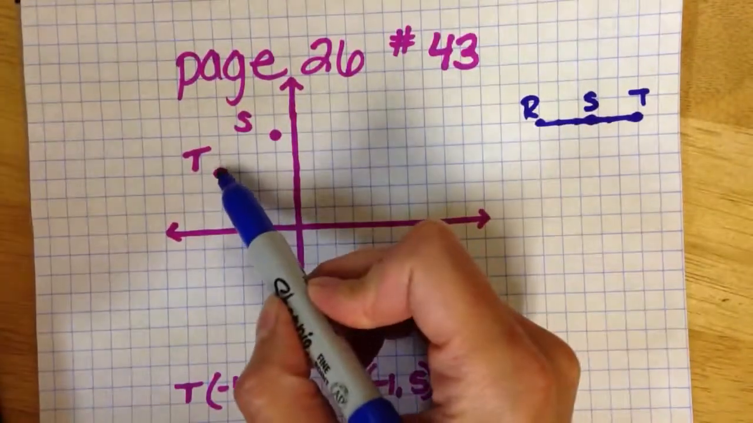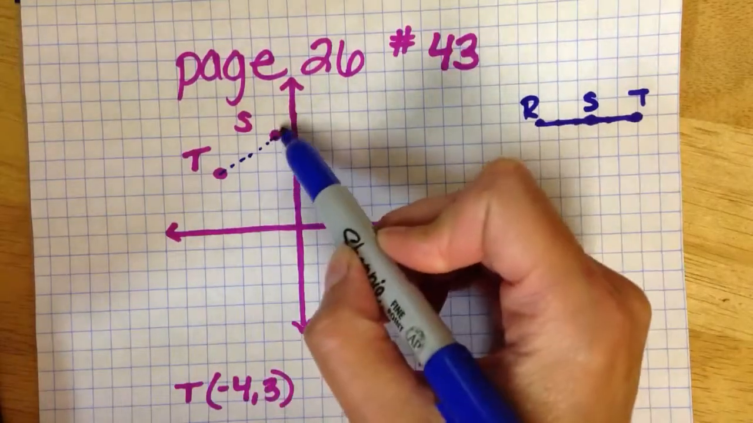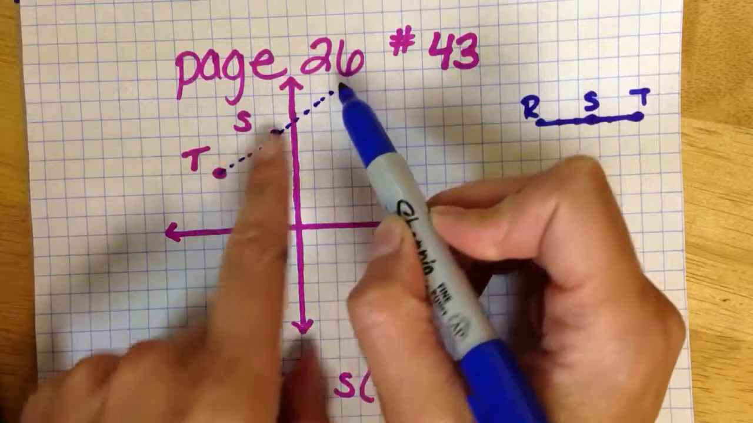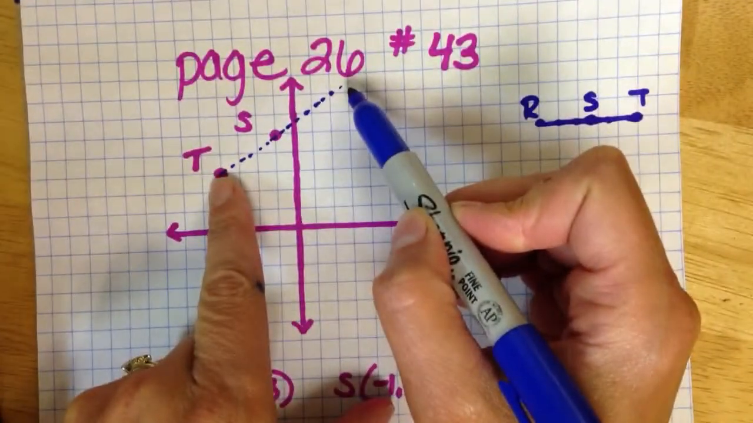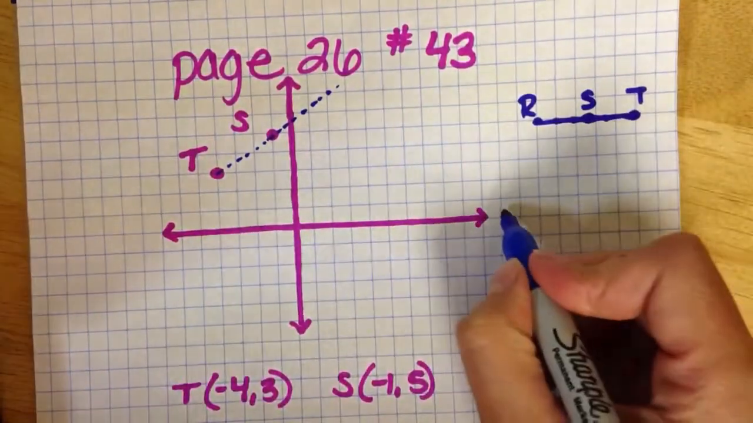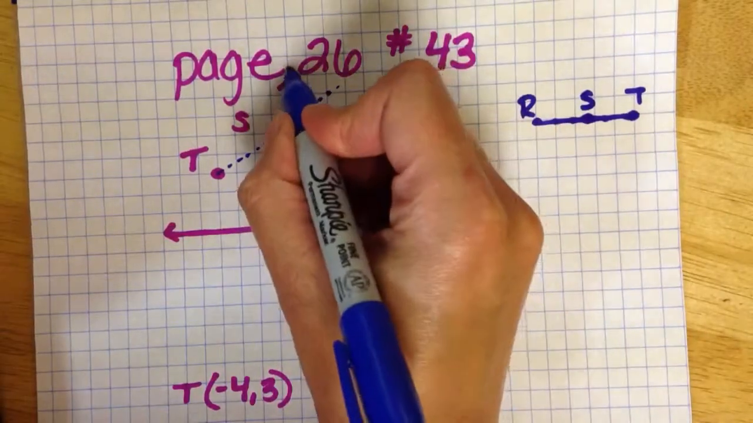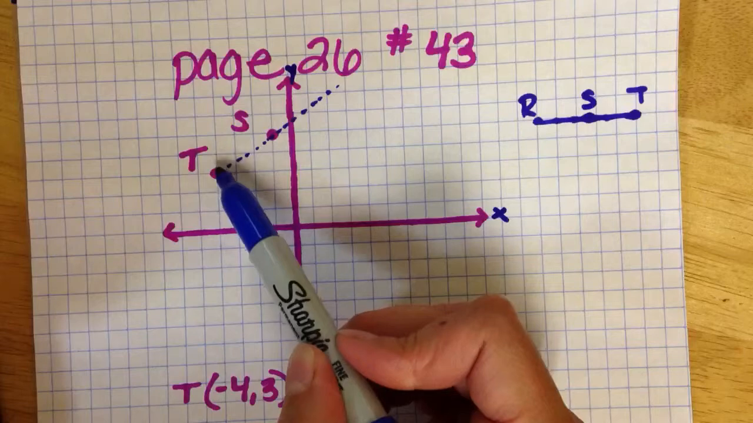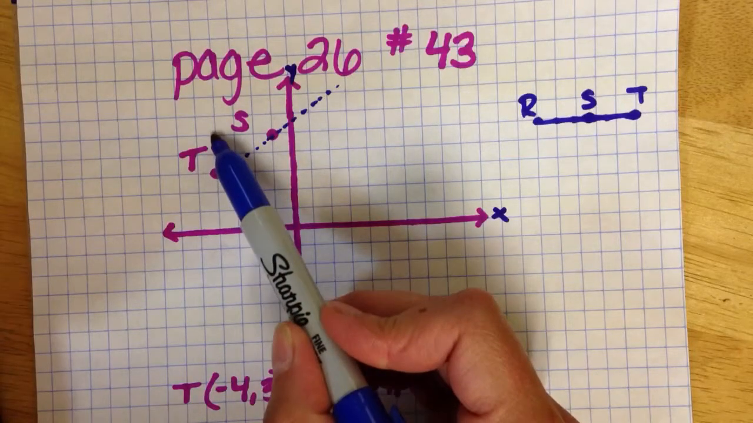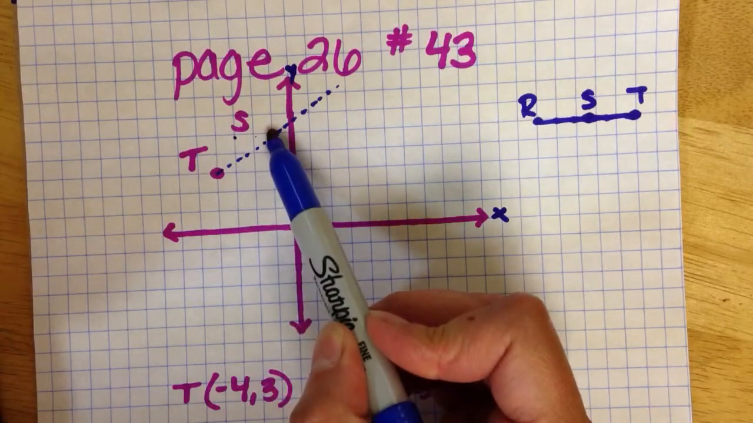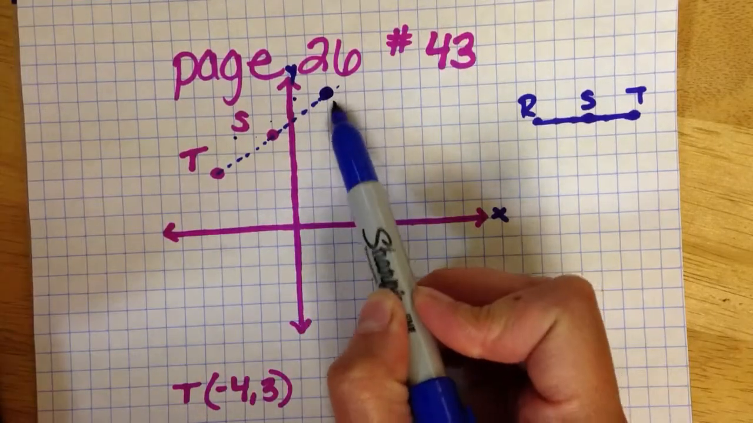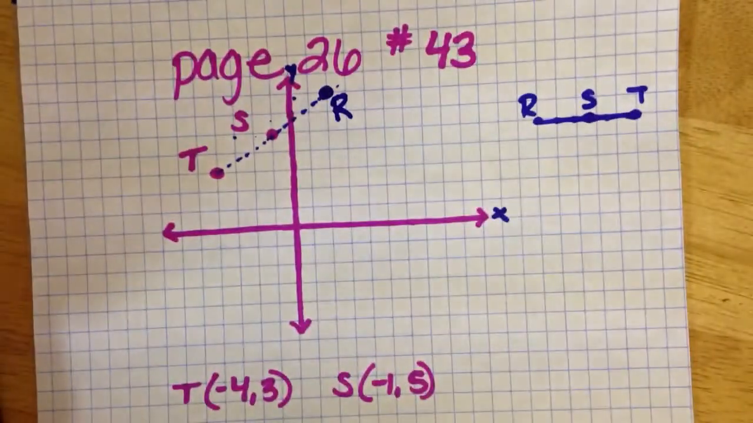If S had to be the midpoint, that means R has to be someplace up over here so that S would be the midpoint between the two of them. So your first option is, again, just to use your coordinate plane. I'm just going to use slope. From T to S, I'm going up 2 and over 1, 2, 3. So I'm just going to repeat that. Up 2, over 1, 2, 3. And that is where R should go.